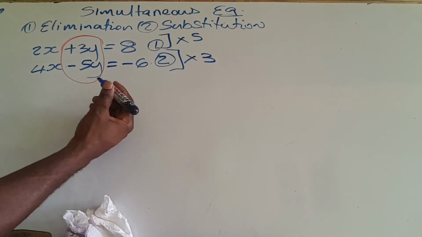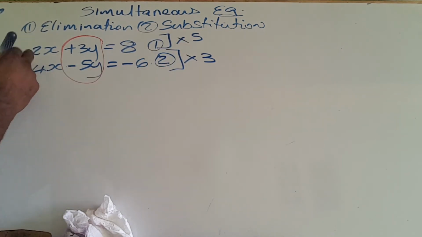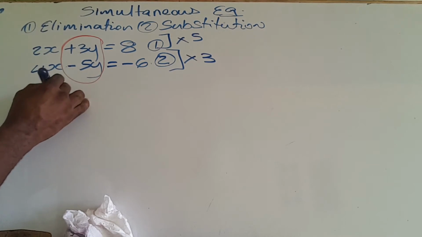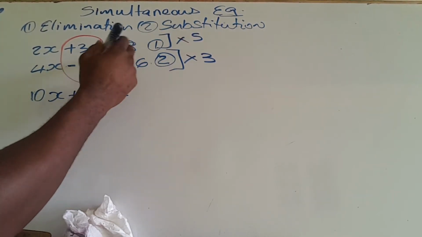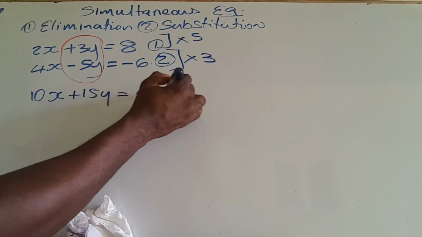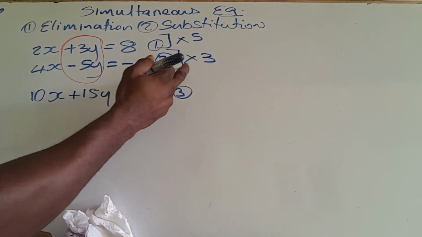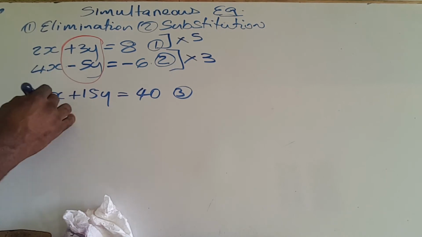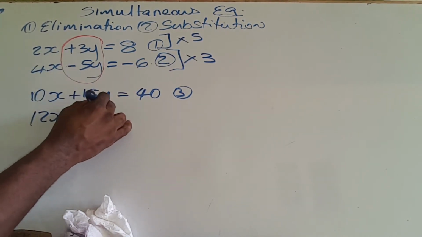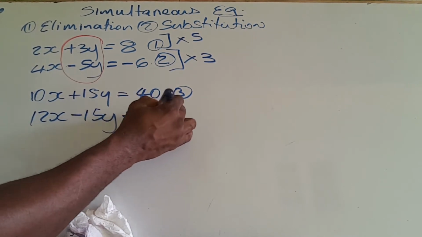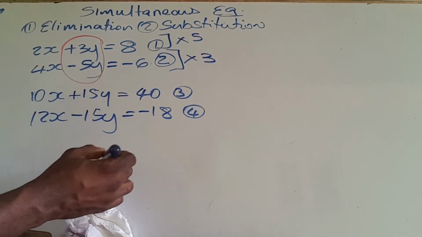Let us go through this quickly. 5 times 2, that's going to give us 10x. 5 times 3 is plus 15y, which is equal to 5 times 8, that's 40. This is my equation 3. Equation 4: 3 times 4, that's 12x. 3 times negative 5, that's negative 15y, which is equal to negative 18. And this is equation 4.